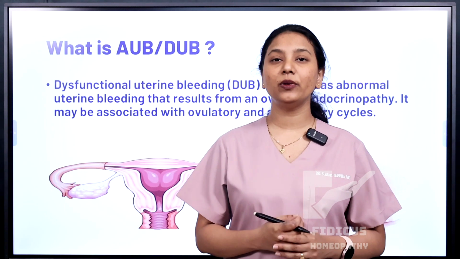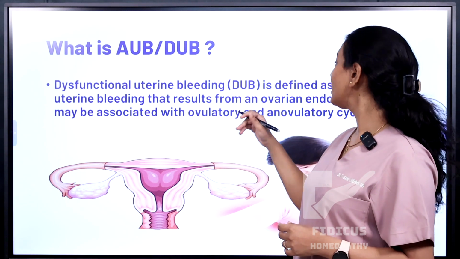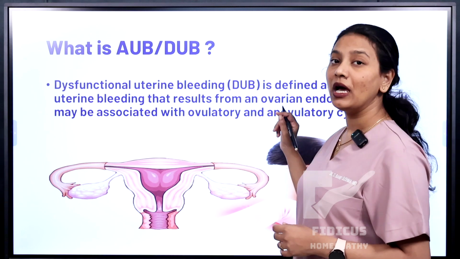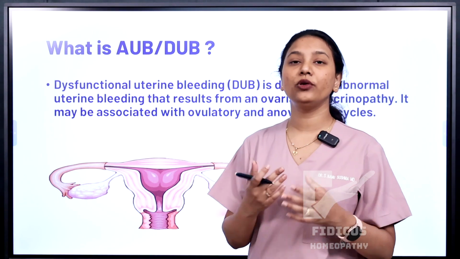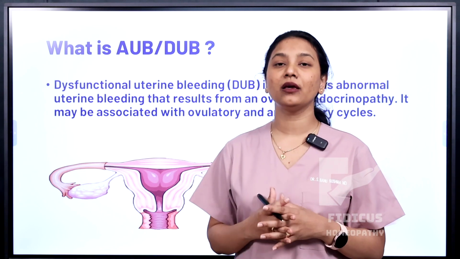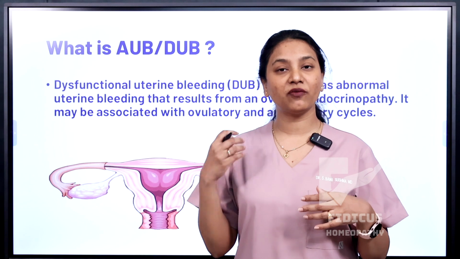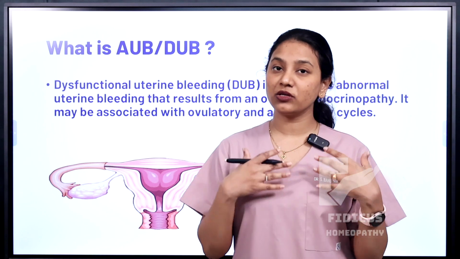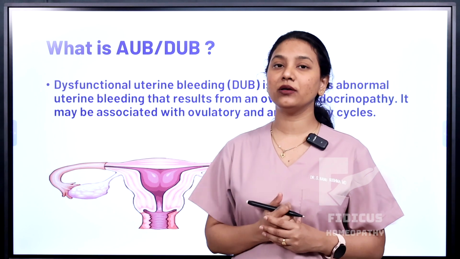What is AUB? AUB is nothing but abnormal, or it can also be called dysfunctional uterine bleeding. It is defined as abnormal uterine bleeding that results from ovarian endocrinopathy associated with ovulatory or anovulatory cycle. So what do you mean by this? Any sort of uterine bleeding can be because of ovulatory cycles, that is release of ovum. It can be because of anovulatory cycles, non-release of ovum. Any of these two conditions, or also any other systemic conditions that are causing these menstrual irregularities, all of this comes under AUB.